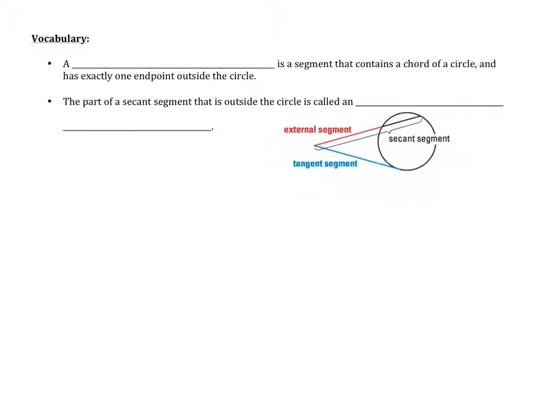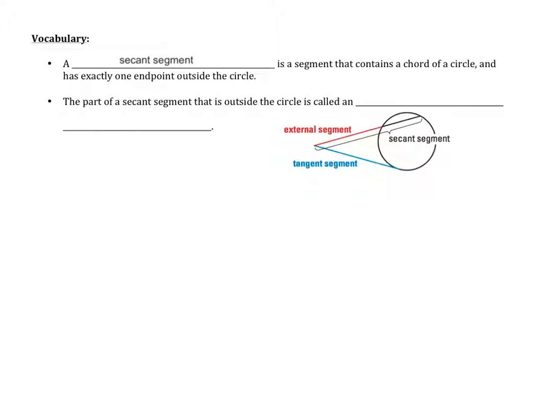Next, let's talk about a couple more vocab words. The first one is called a secant segment. It's a segment that contains a chord of a circle and has exactly one endpoint outside of the circle. So thinking back to before when we had just secant lines, it was a line that goes through the circle in two different places. Now we're shortening this up into just a segment. So a secant segment would have one endpoint on the circle and one endpoint outside of the circle. So again, it contains one chord within the circle.